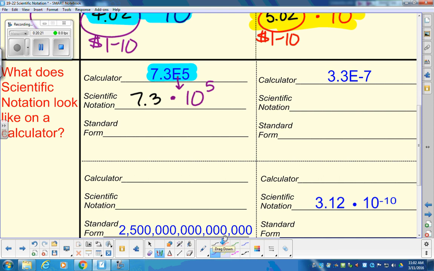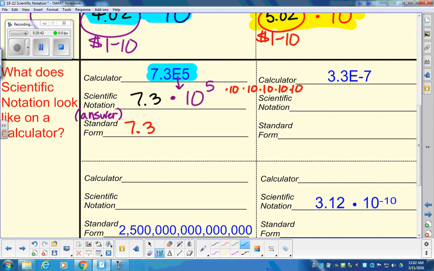Now keep in mind, standard form is the answer. We've been working through this all hour. So this is really saying 7.3 times 10 to the 5th power. This 10 to the positive 5th power means we're going to multiply by 10 5 times. If you're multiplying by 10 5 times, that 7.3 should get bigger. It needs to get bigger.